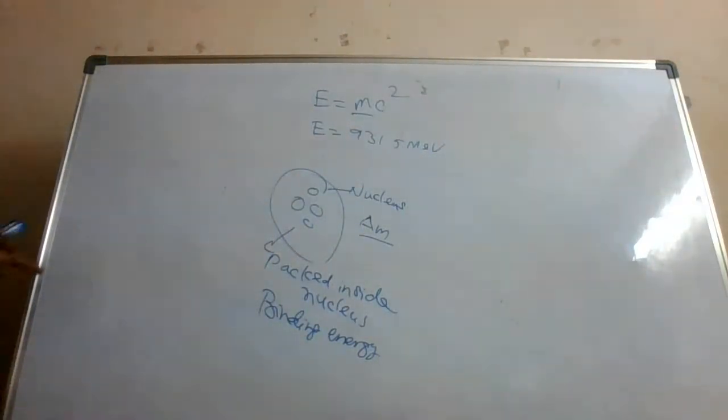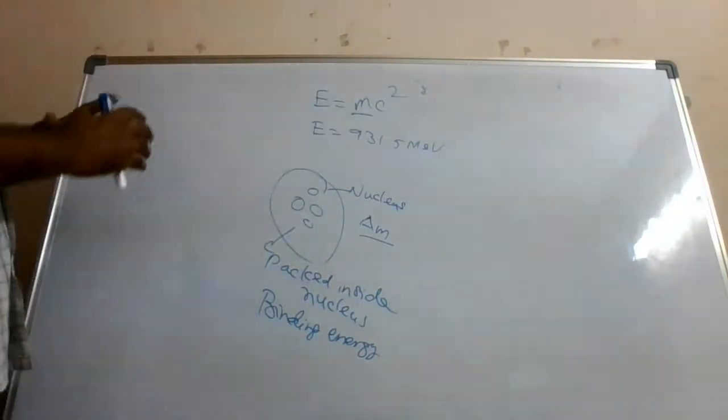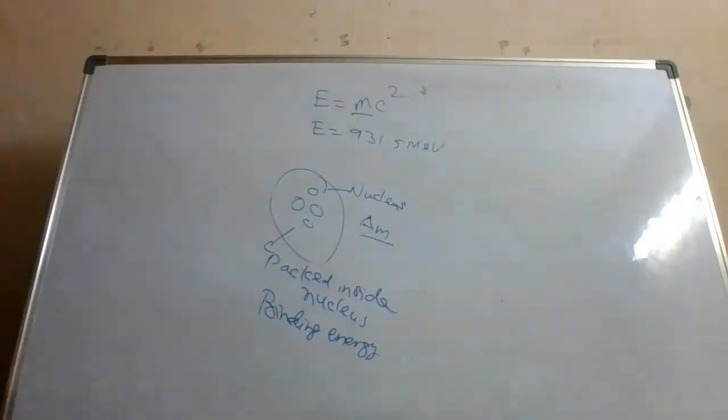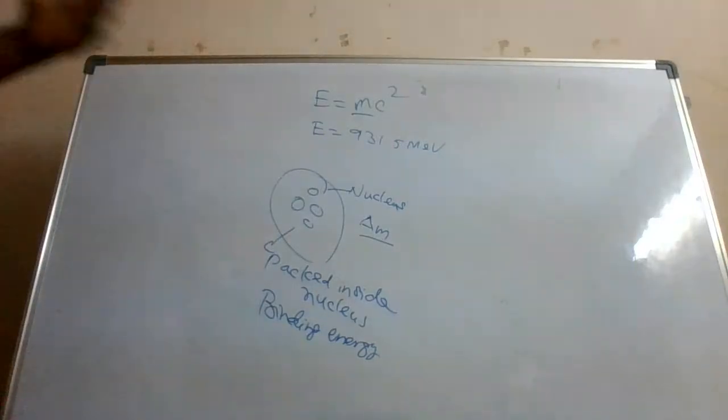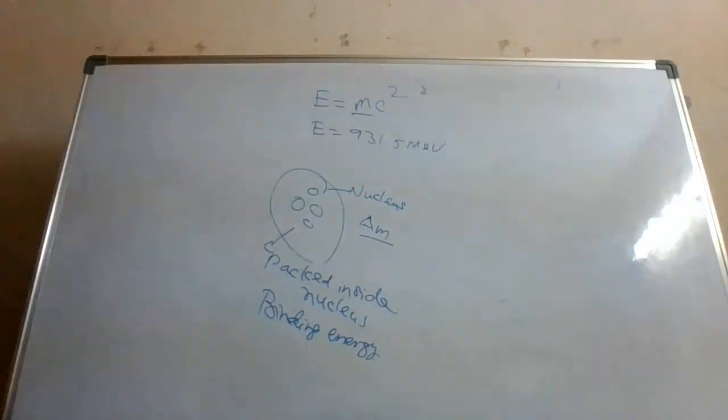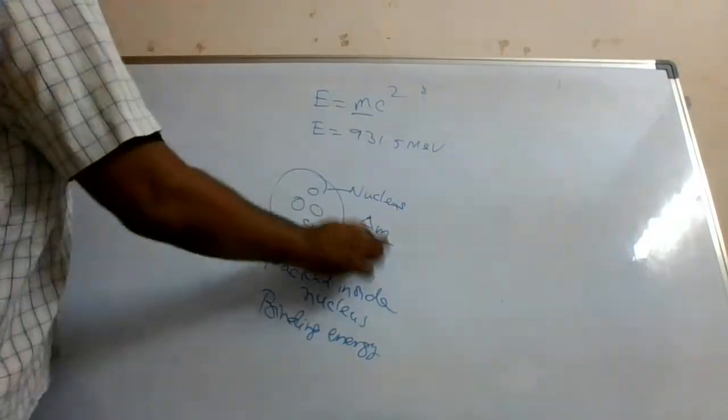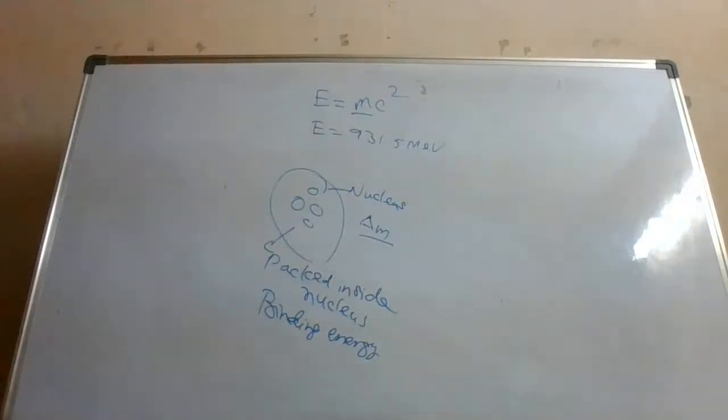In other words, if you give this much energy, you can separate them also. If you provide the binding energy, you can break that family. You can break that nucleus, the family of nucleons. Alright. So this is the concept behind binding energy. Where is it coming from? It is coming from that mass defect.